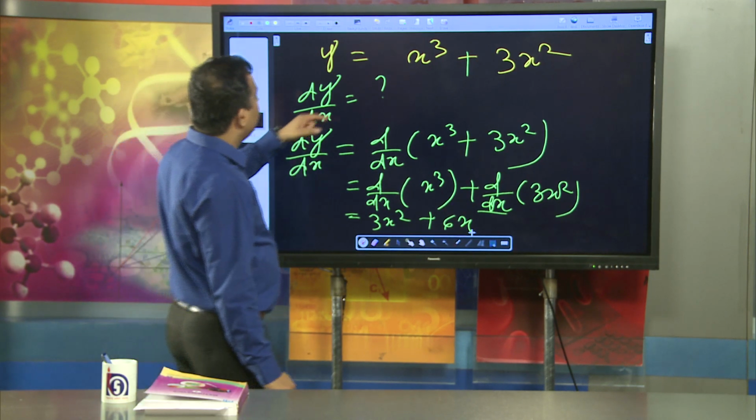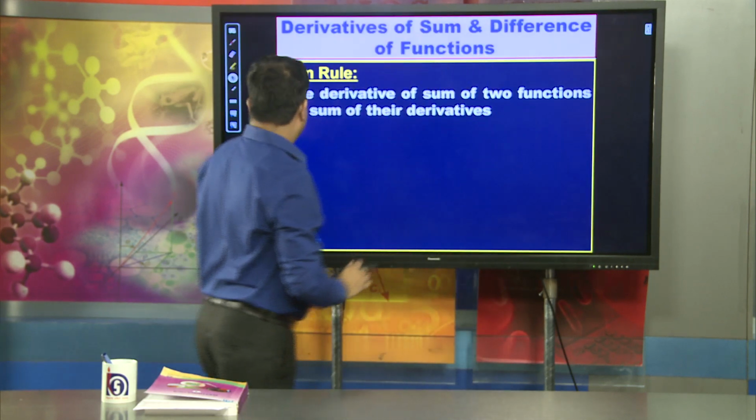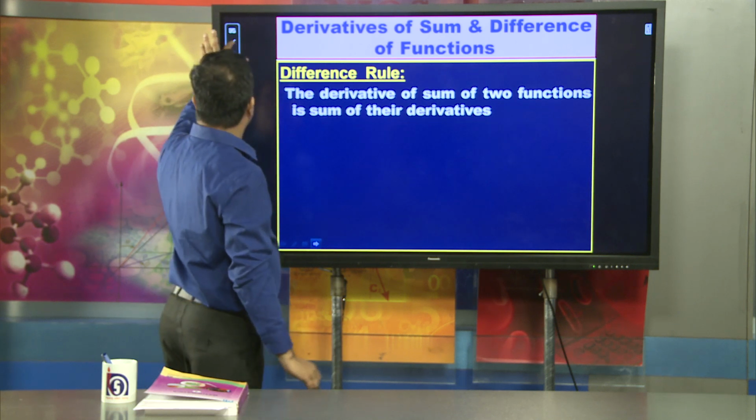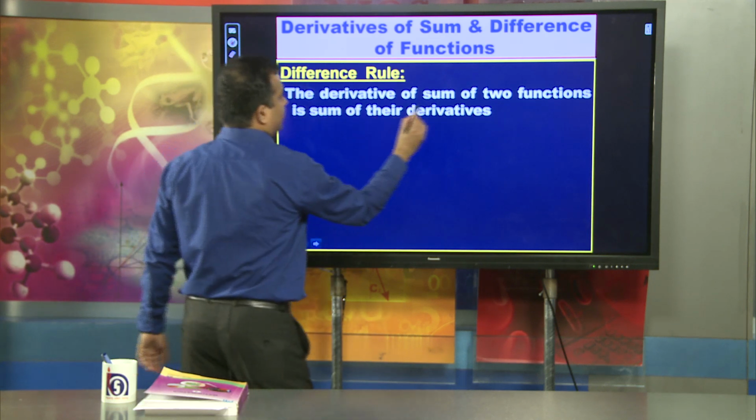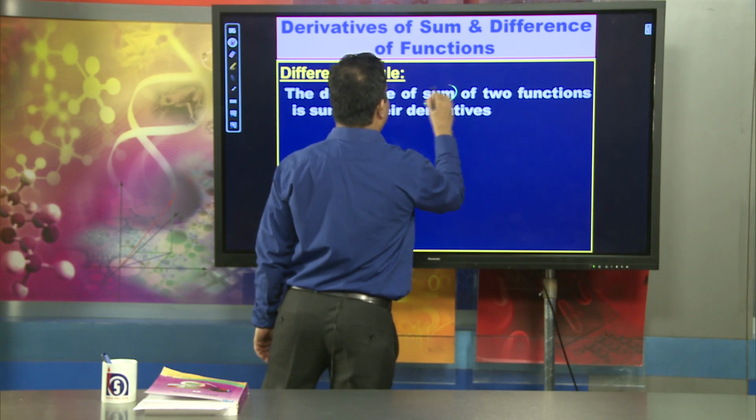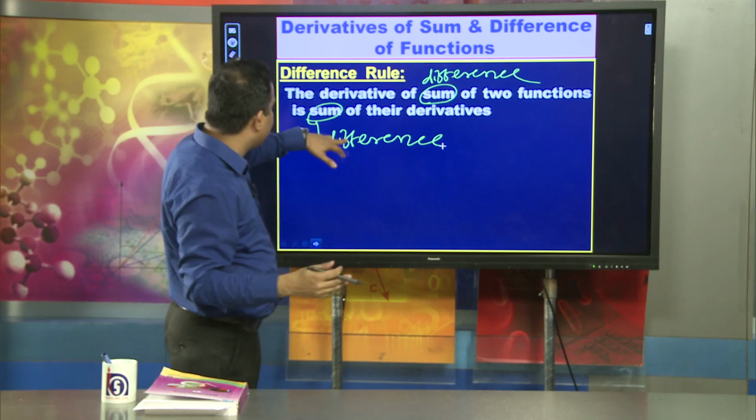Now, we will move towards the other part, the difference rule. The difference rule is the same. The derivative of the difference of two functions is the difference of their derivatives. Sum and difference, there is no real difference. In place of sum, we can write difference.